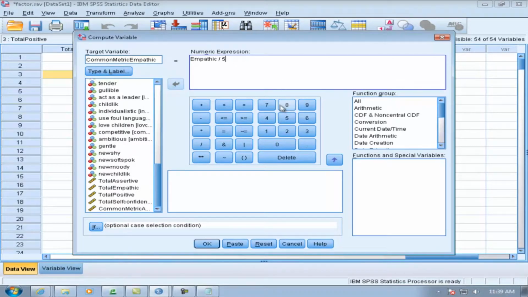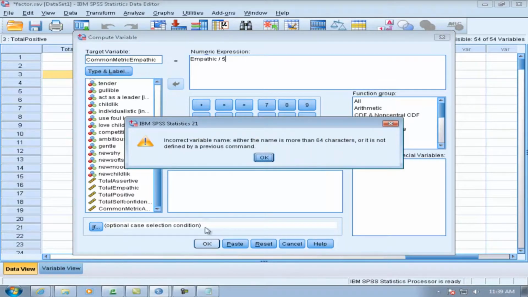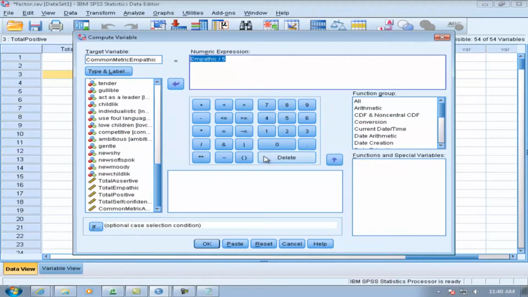Okay, now see if it goes. Incorrect variable name. Either the name is more than 3 characters or is not defined by previous. Oh, okay. Oh no, yeah. Oh my gosh. Thank you. It's got to be total empathic. Thank you. Oh my gosh, did I make a mistake? First mistake of my life.